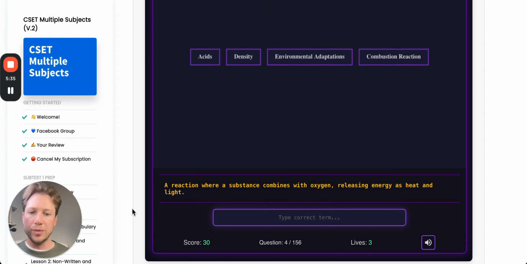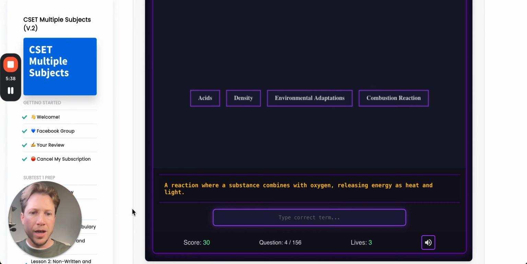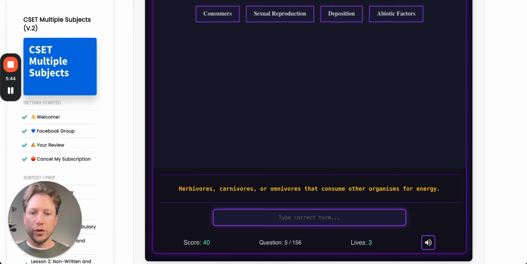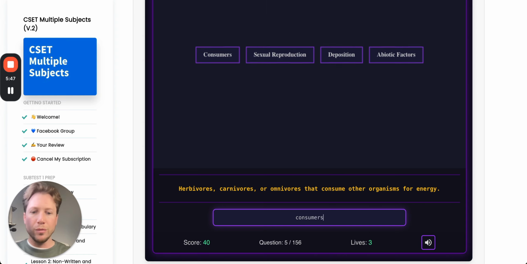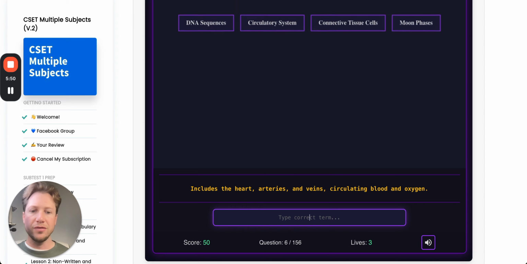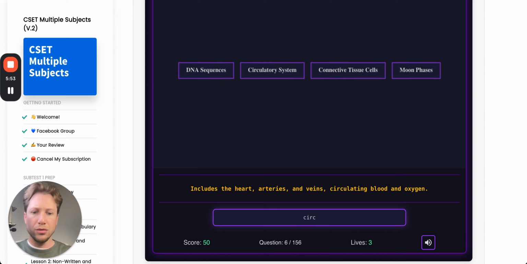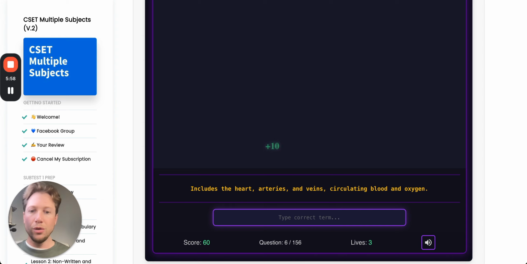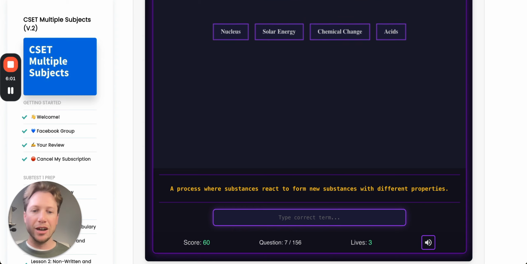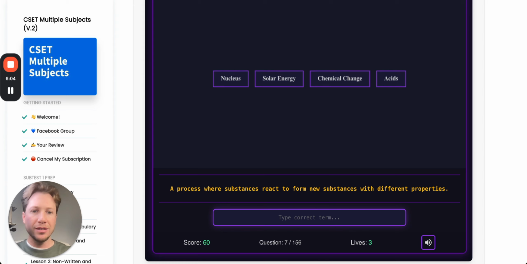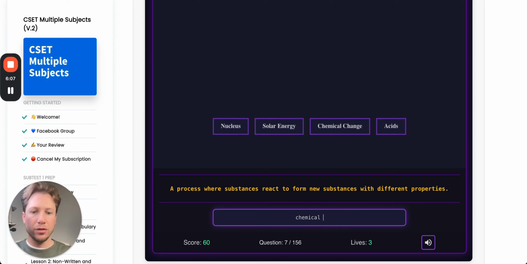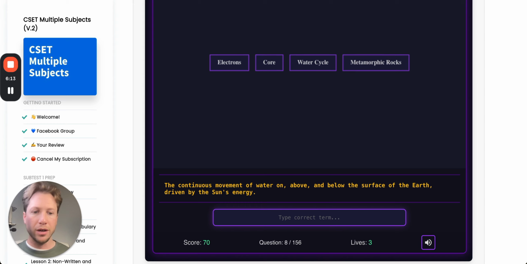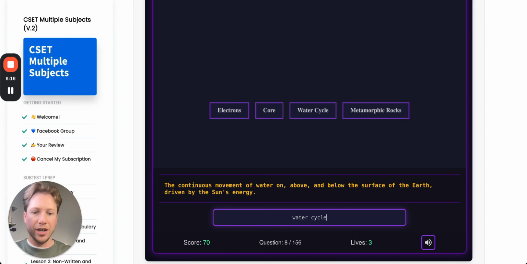A reaction where a substance combines with oxygen. Combustion reaction. Woo, that was fast. Okay. Herbivores, carnivores, okay, that's consumers. Let's go. Includes the heart, arteries, veins, circulating. That would be the circulatory system. Uh-oh. Whew, that was close. A process where substances react to form new substances. Is that chemical change? Whoa, okay, good, nice. The continuous movement of water on above, okay, that would be water cycle.